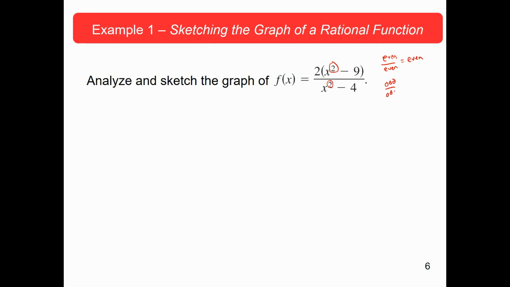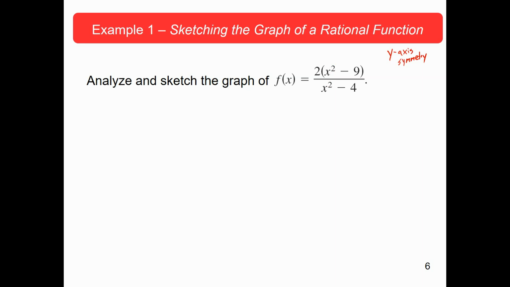Odd divided by odd is also even. However, even divided by odd or odd divided by even, both of these are odd. And if there's a neither anywhere, the whole thing is neither. So this one is actually even, which means it has symmetry. It has y-axis symmetry. So we know right away it's going to have y-axis symmetry. If you don't recognize that, it's fine. You'll notice it when you get done.